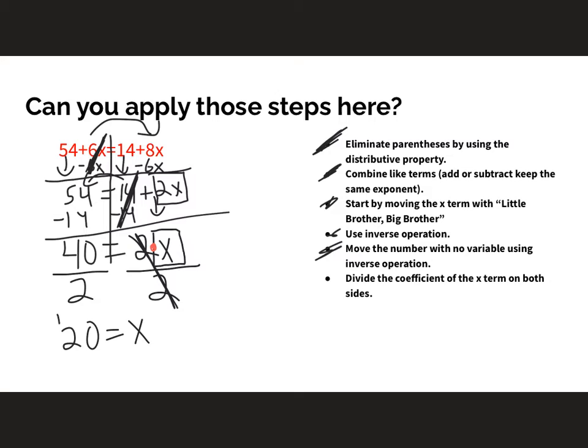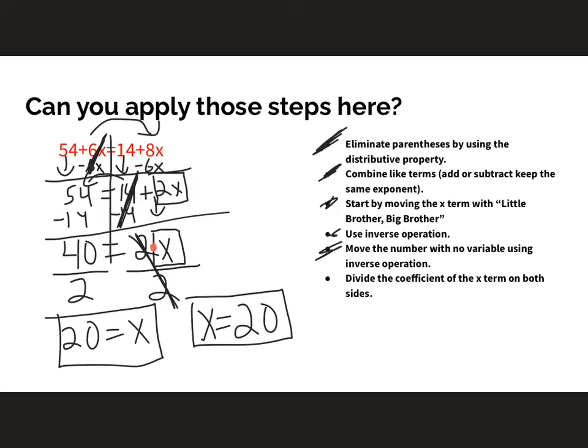So 20 equals 2x. Again, if you'd like to switch it around, please go ahead and do that. And we know that our final answer will also look like this. x equals 20. So, if that was a little too fast for y'all, go ahead and rewind it. Start at the beginning if you still need to. If not, let's go ahead and go on to the next problem.